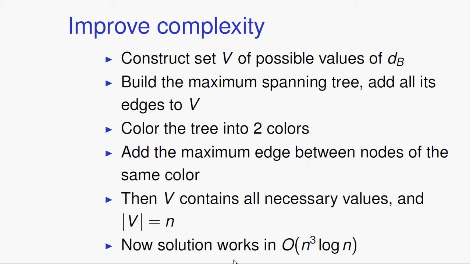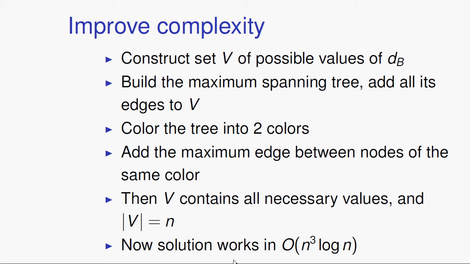We want to construct the set V of all possible values of dB. Previously I told you that any distance between shipments X and Y could be a possible value for dB, but actually that's not true, because dB is the maximum distance between all pairs of shipments in the same cluster, and so it actually cannot be any value of distance between pairs of shipments. And actually there is only a linear number of different variants that can be the disparity of set B.